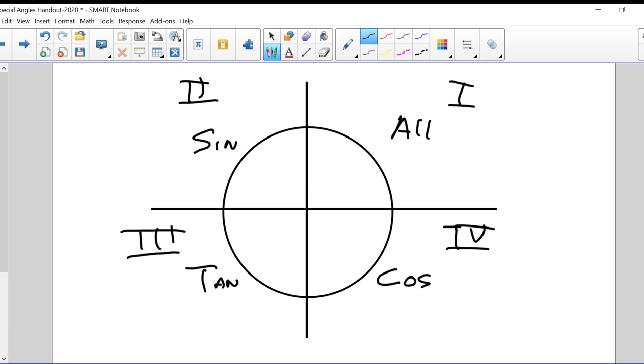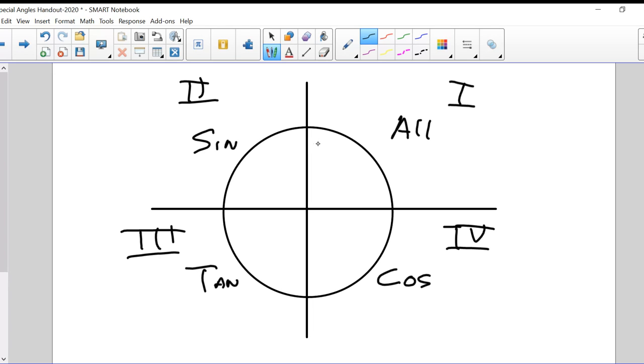I said that think of sine as being my y coordinate. Think of cosine as being my x coordinate. And think of tan as being your y divided by my x. Well, look at the first quadrant. I'm on the positive side of the x-axis. I'm on the positive side of the y-axis.